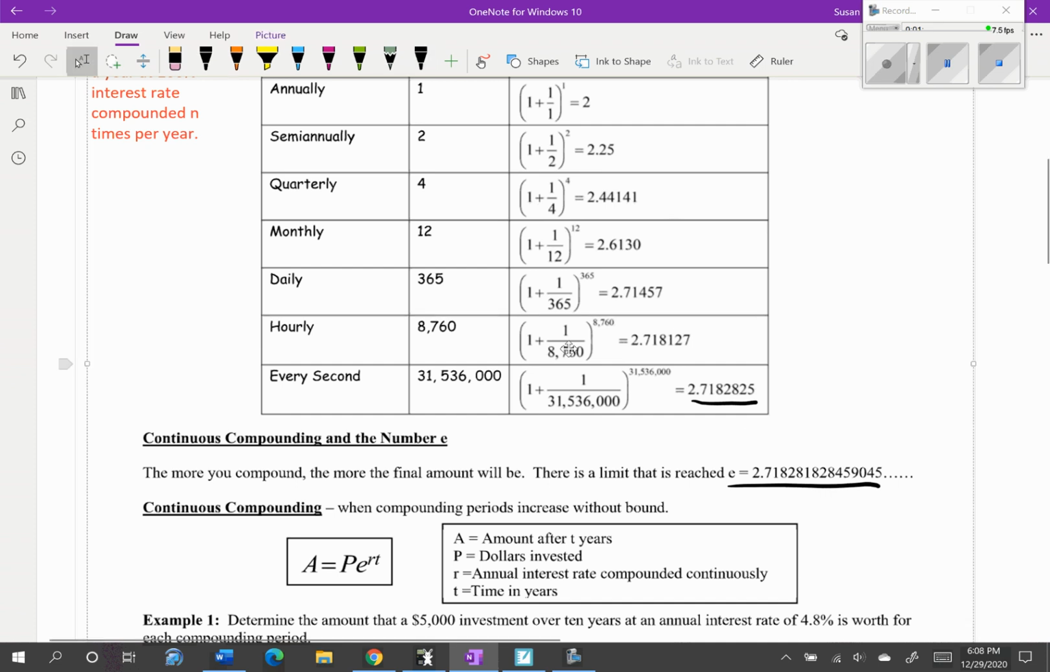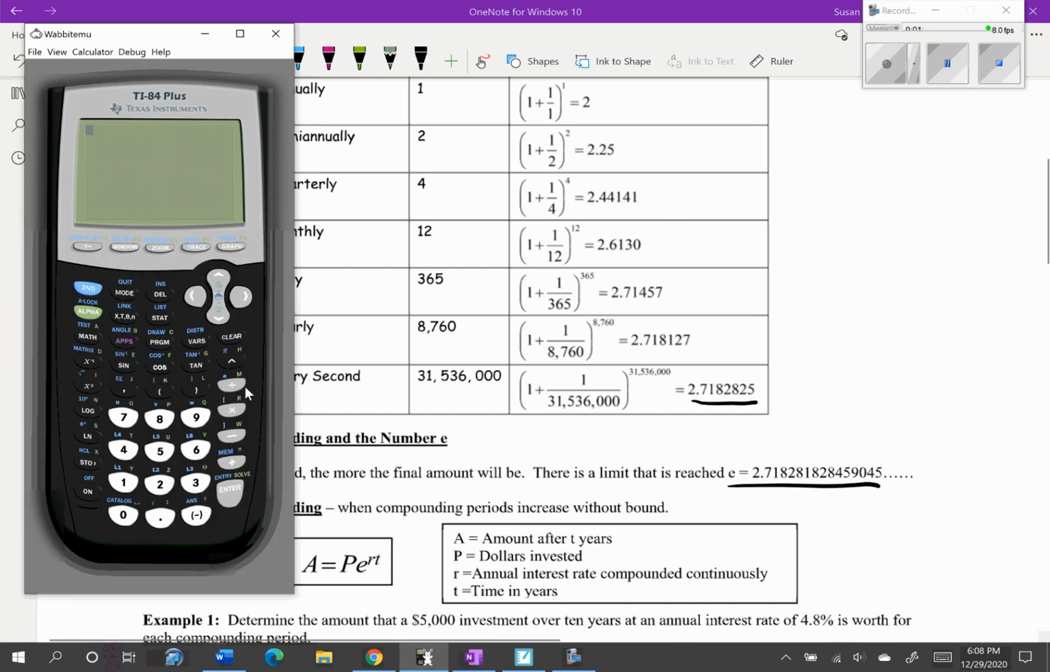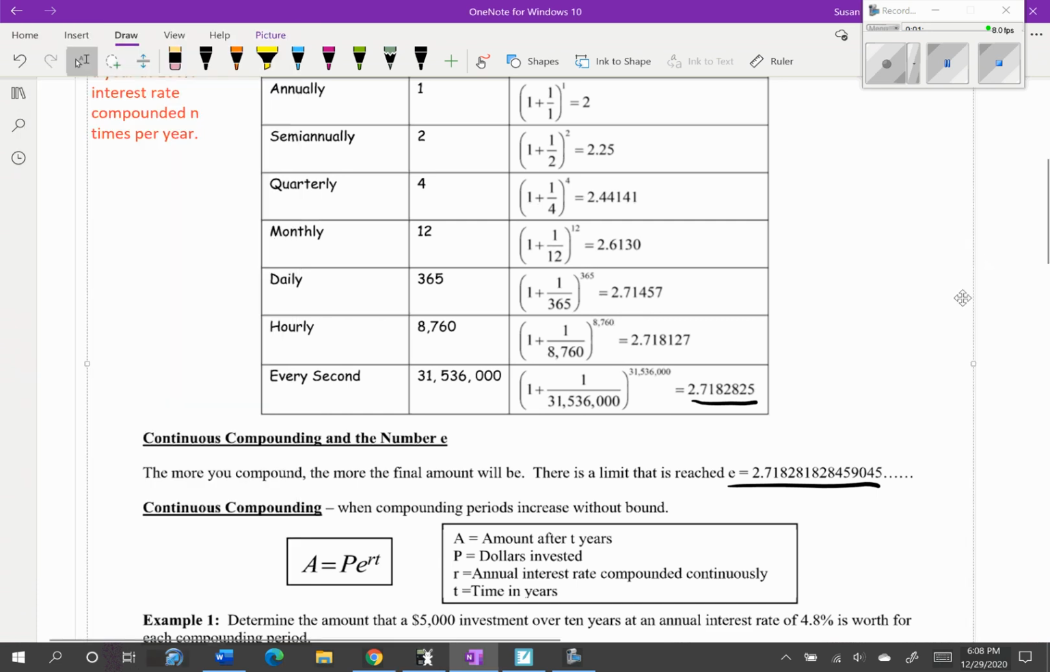And if we remember from last year, e on our calculator, you can get to by hitting second and the division symbol, or you can do second and the ln button, which takes it to a power. So two different ways of getting your e value.